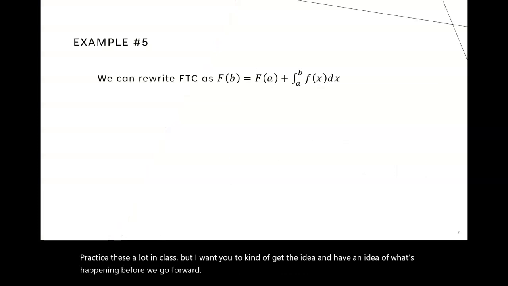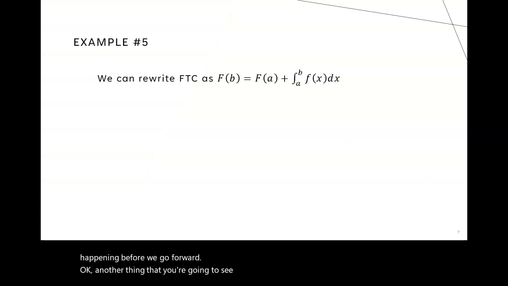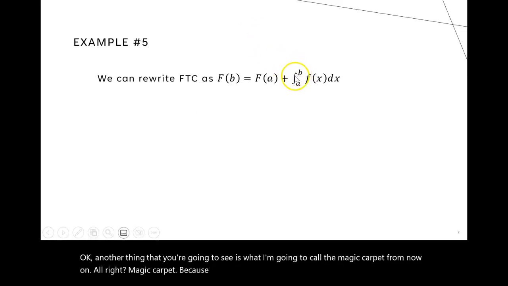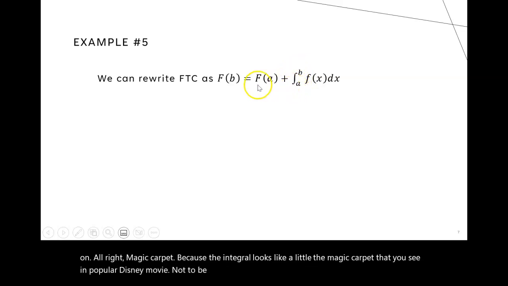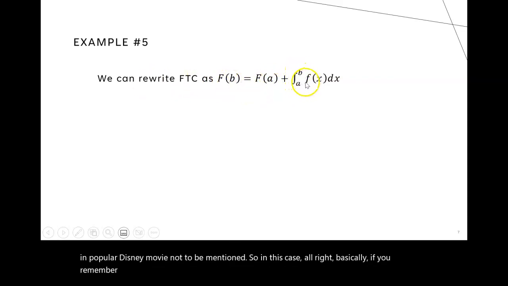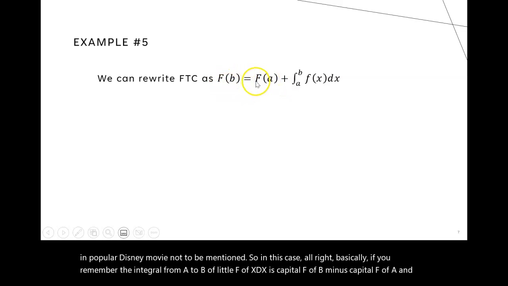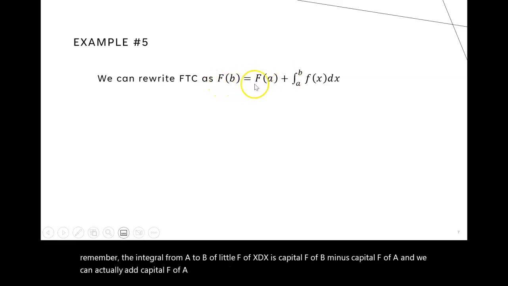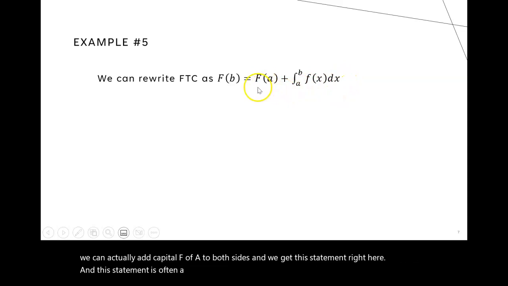Okay. Another thing that you're going to see is what I'm going to call the magic carpet from now on. Magic carpet, because the integral looks like the magic carpet that you see in a popular Disney movie, not to be mentioned. So in this case, if you remember, the integral from a to b of little f of x dx is capital F of b minus capital F of a. And we can actually add capital F of a to both sides, and we get this statement right here. And this statement is often a whole lot more useful than the other statement.